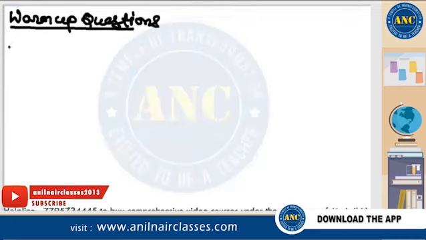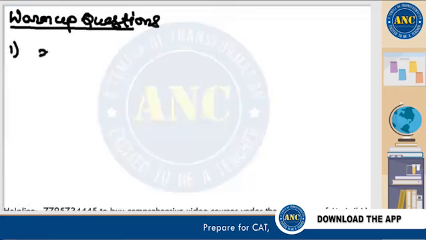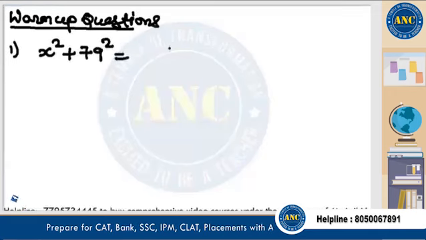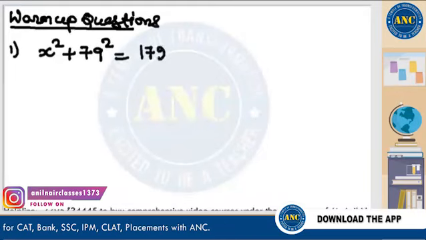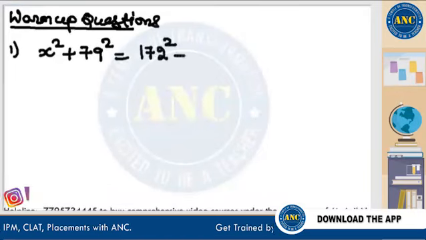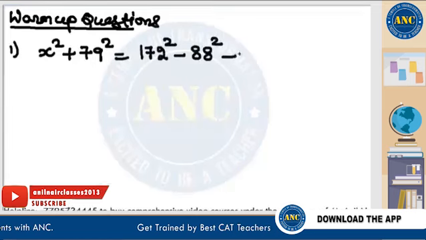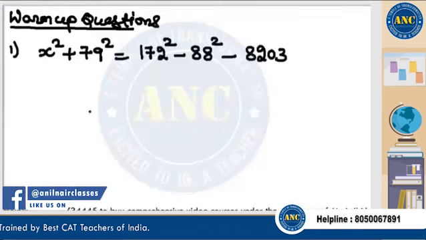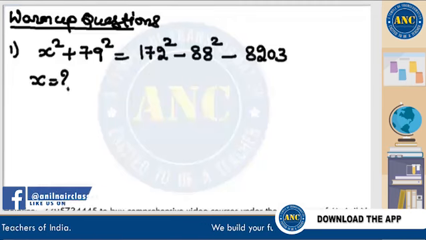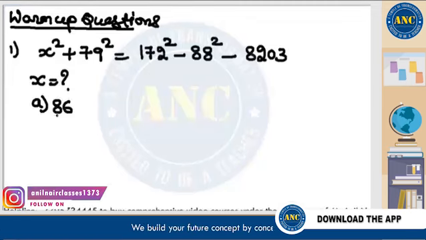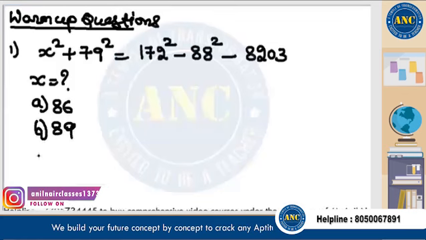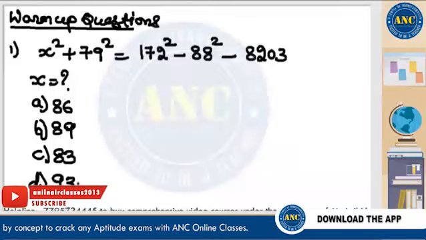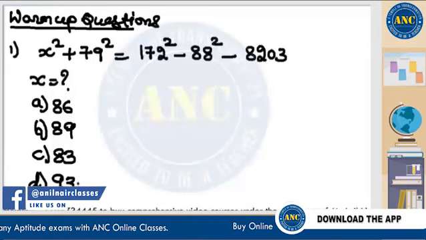Some warm-up questions. First question. X square plus 79 square, original bank exam question, equivalent to 172 square minus 88 square minus 8203. I took these from the original bank exam questions. X is nothing but how much? Options: 86, 89, 83 and 93.